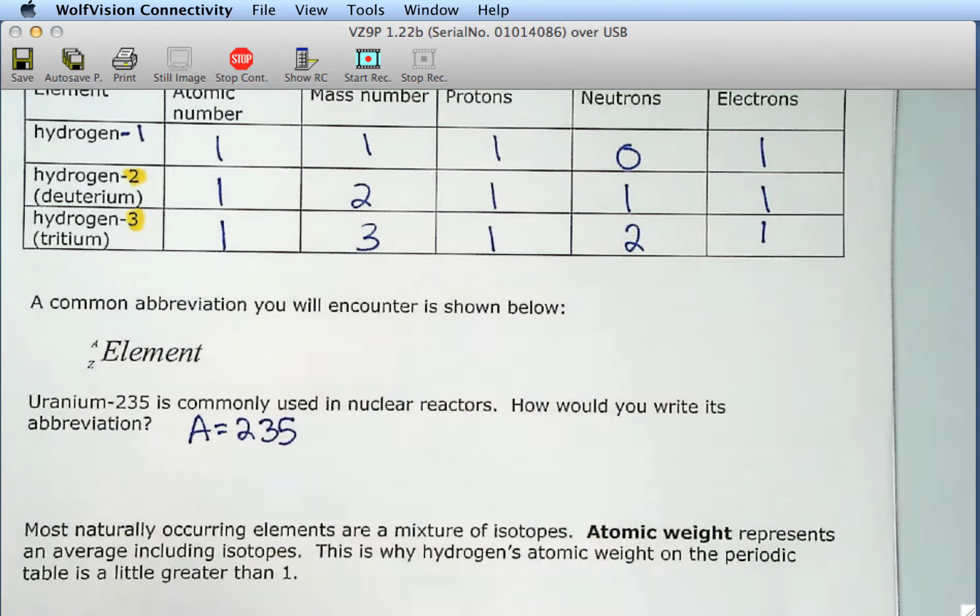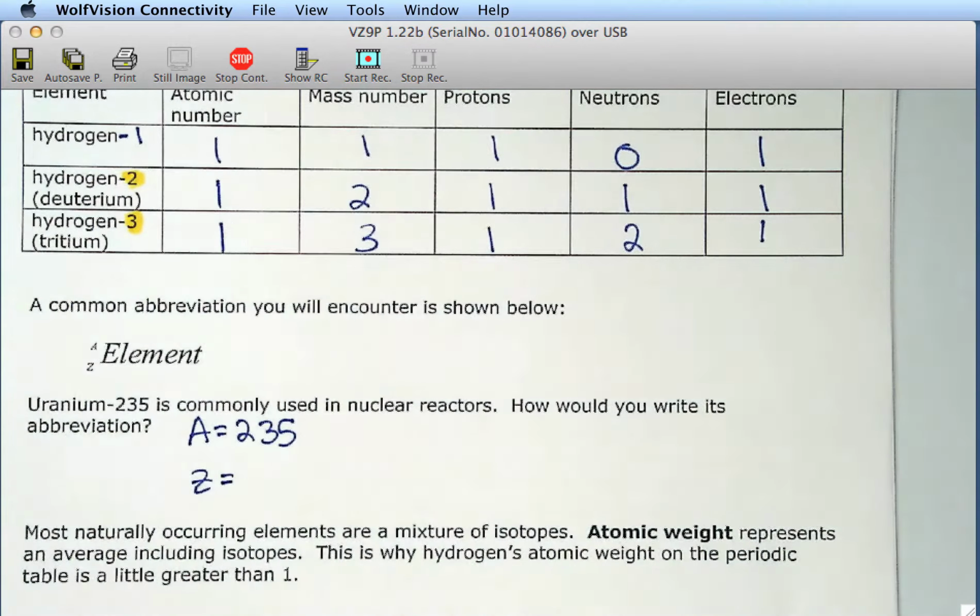And I'm going to give you this atomic number because you wouldn't find it. It's in the inner transition metals, and I'll tell you specifically. It's in the actinides. Yeah, it's an actinide, 92. Very good. So atomic number 92. So the way you will write the abbreviation for uranium 235 is 235 over 92.